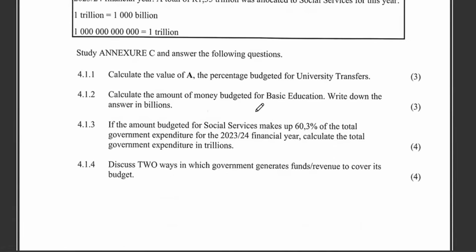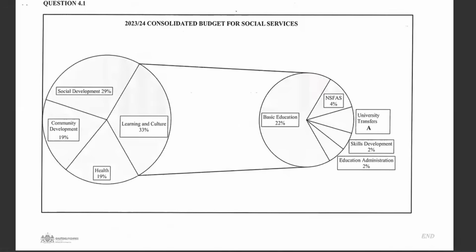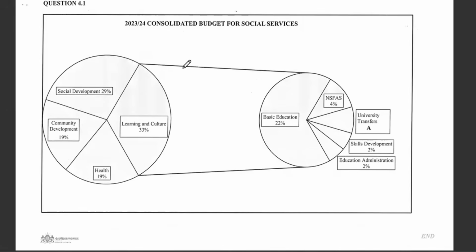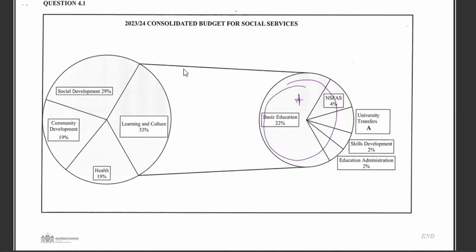Okay, 4.1. Calculate the value of A, the percentage budget for university transfers. Then we need to look at that and see what happens there. We shall come here and ask ourselves, where is A? A falls under this section here. That means all the percentages that are here, when you add them up, should add to 33.